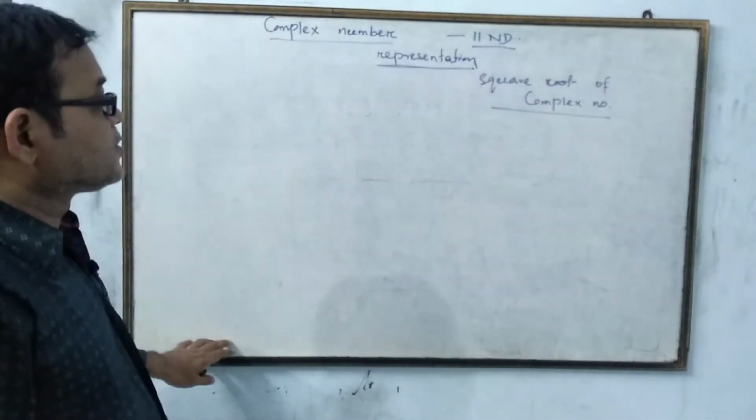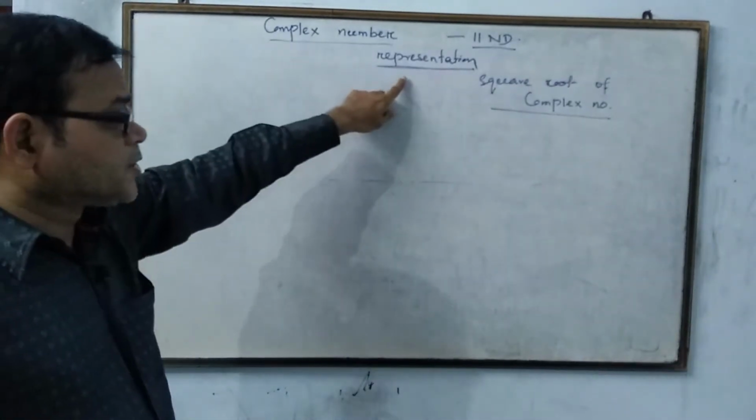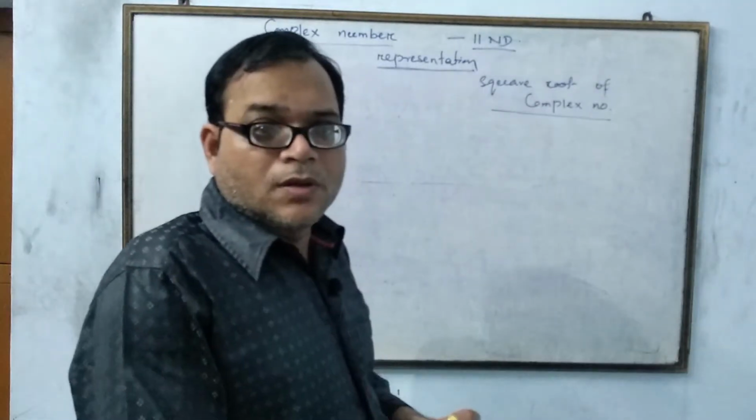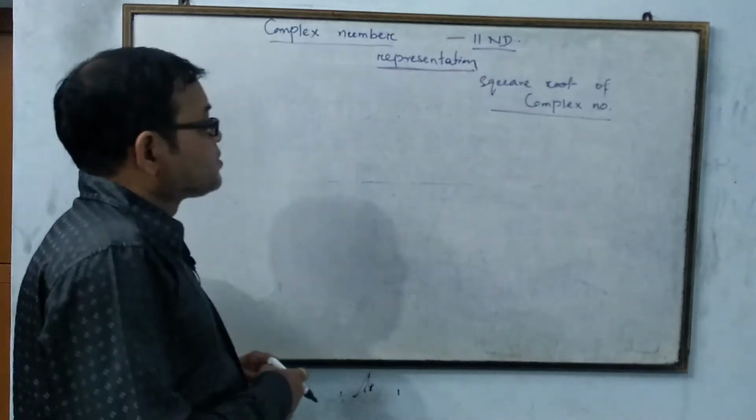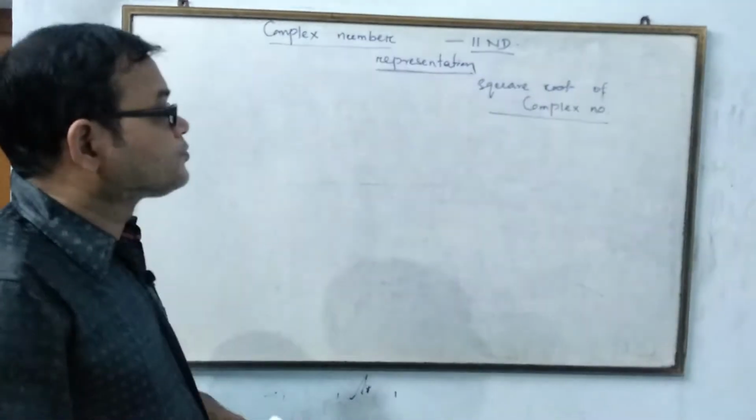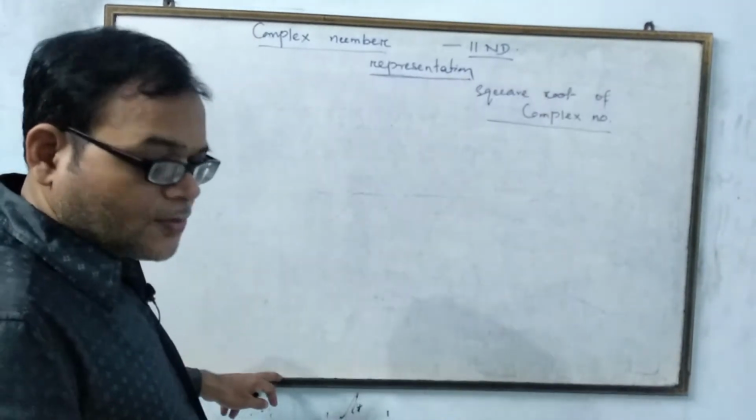Students, today in this class we will discuss the complex number representation and the square root of the complex number. You have got the first video, the introduction of the complex number, the representation of the introduction of i and omega.